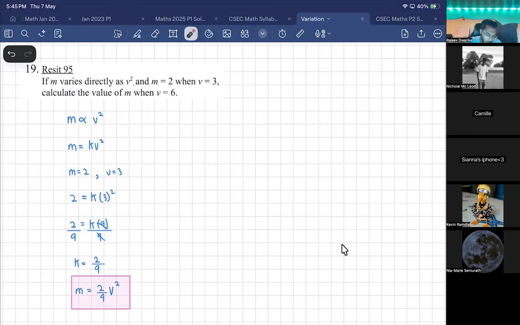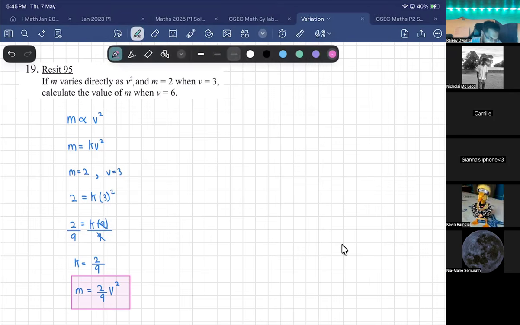Good. And then they're saying calculate the value of m. So we're gonna put a question mark by m. They want us to find the value of m when v is equal to 6. Do we have an equation or a relationship we could use to find m?